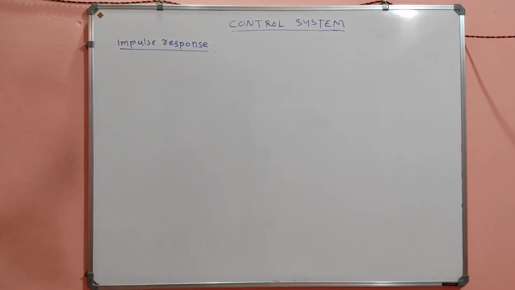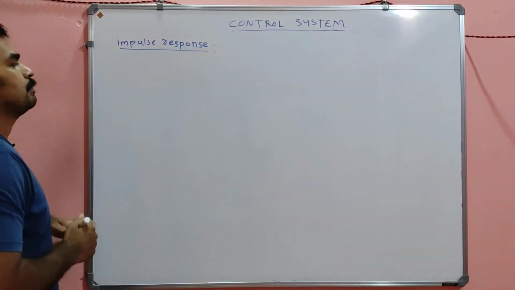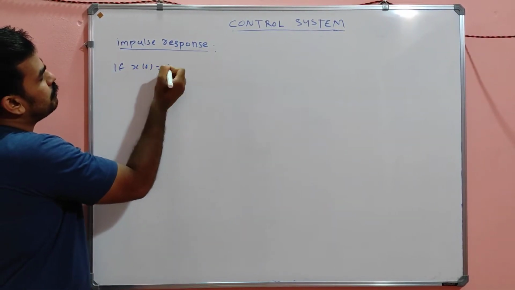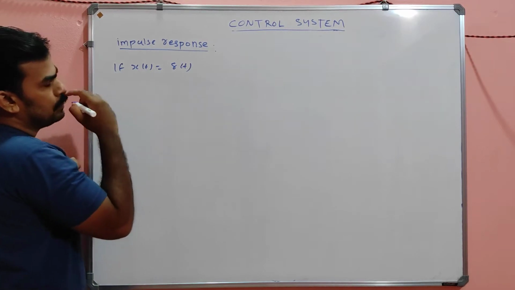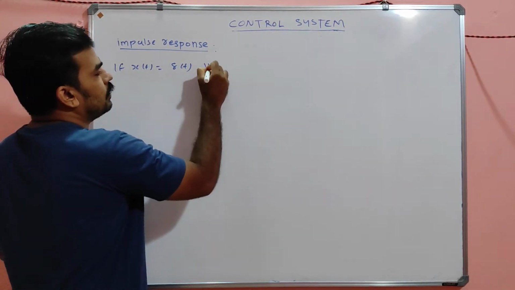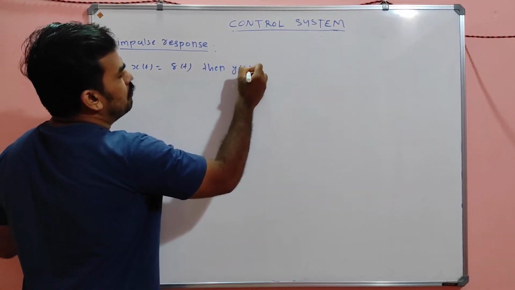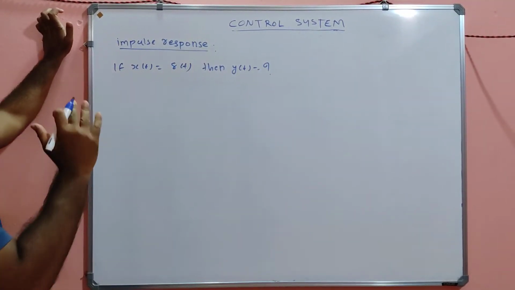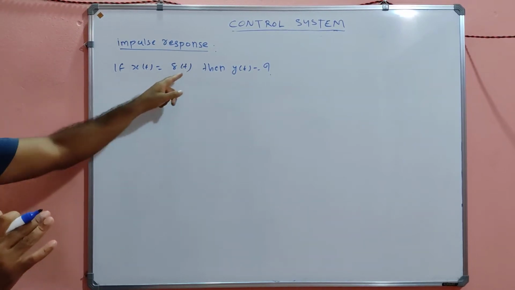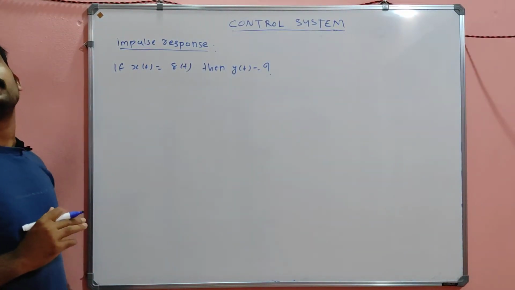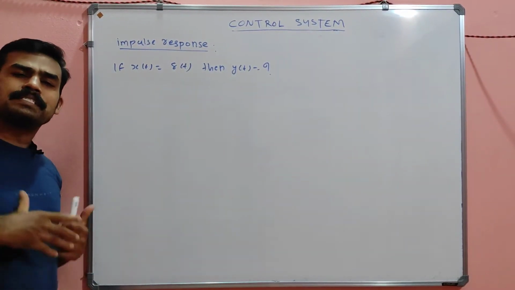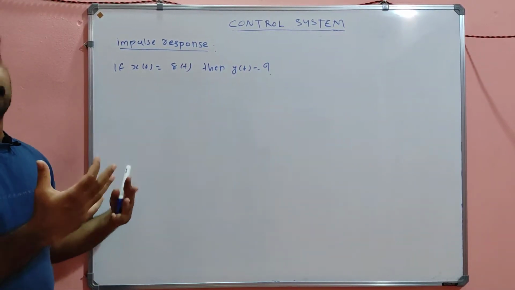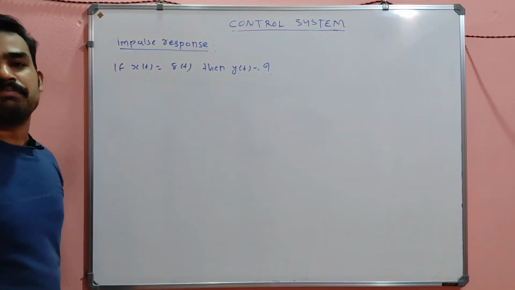Yes. Listen, my dear. So impulse response. If x of t is equal to del of t, then what will y of t be? That is the aim of our analysis. If we give the impulse del of t as the input to the same first order system, why do we have to give this type of input?